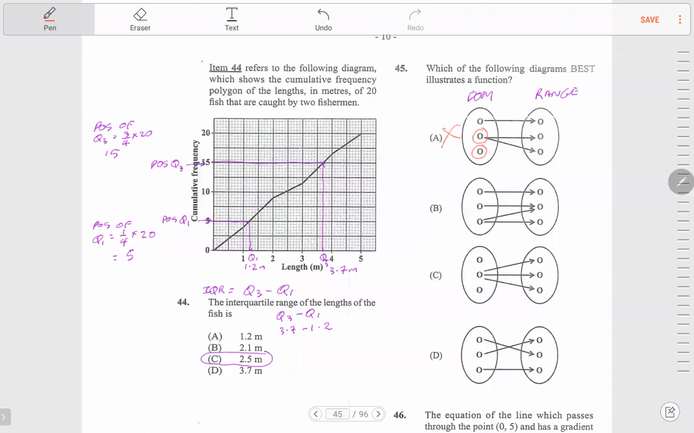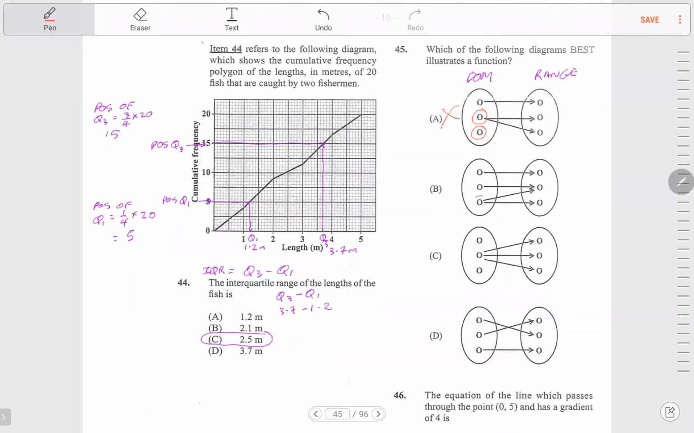Now we look at B. This one has two elements coming off it in the domain. Remember, I don't care what happens over here. Over here is irrelevant to whether it's a function or not.